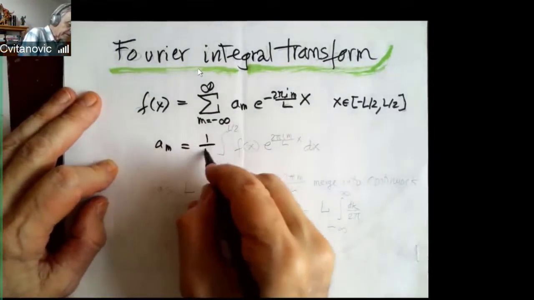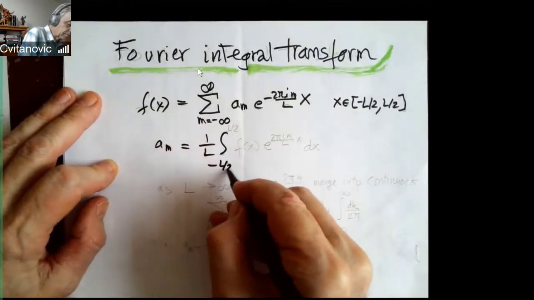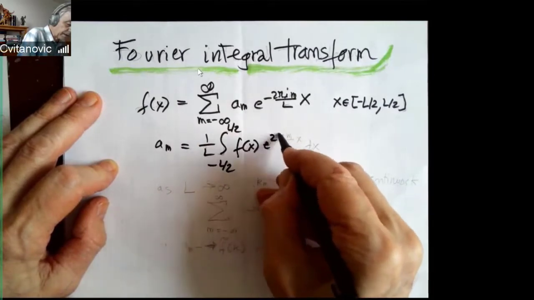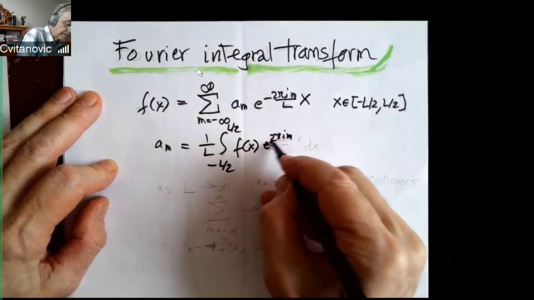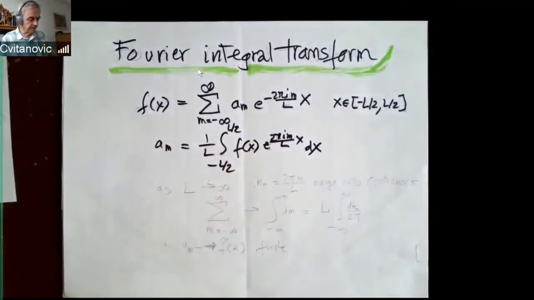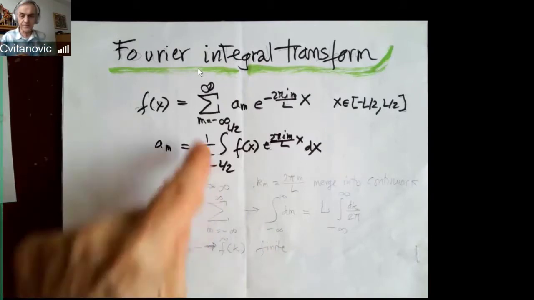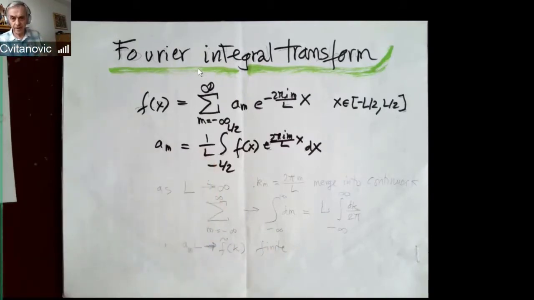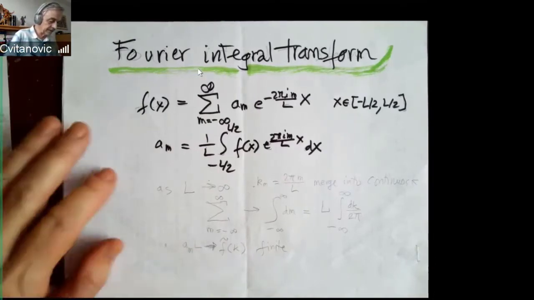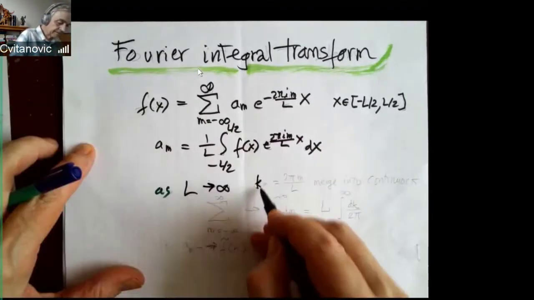AM was minus L over 2 f of x e to the 2 pi I m. And now you say, in my laboratory, I'm measuring things in centimeters. I'm assuming that I'm on a grand circle on the Earth with this perimeter, but that's a very large number compared to, it's 40,000 kilometers compared to my centimeters. So let me take it to infinity.